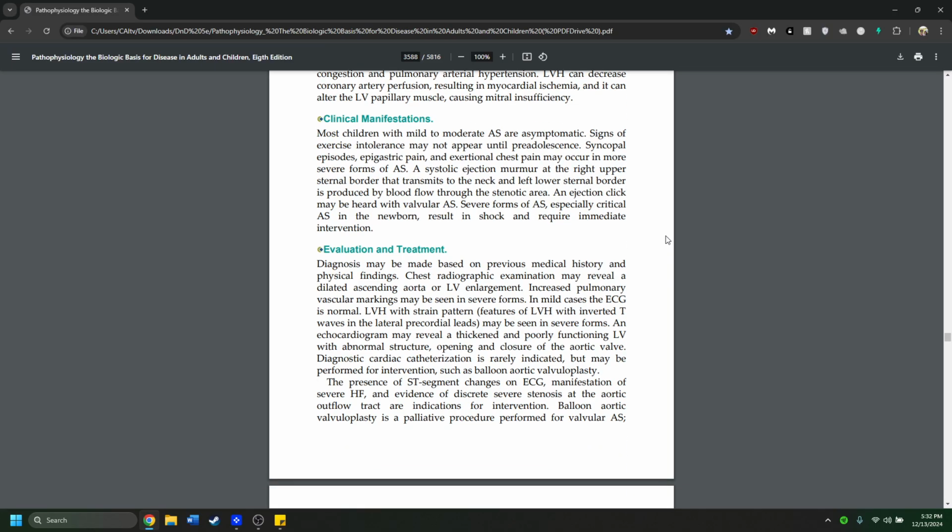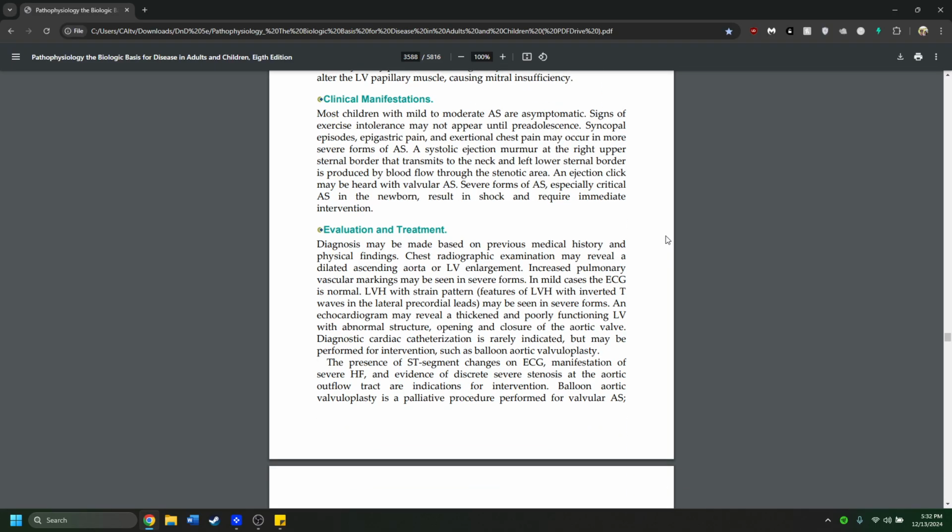Our clinical manifestations, then: in most children with mild to moderate aortic stenosis are asymptomatic. Signs of exercise intolerance may not appear until pre-adolescence. Syncopal episodes, epigastric pain, and exertional chest pain may occur.